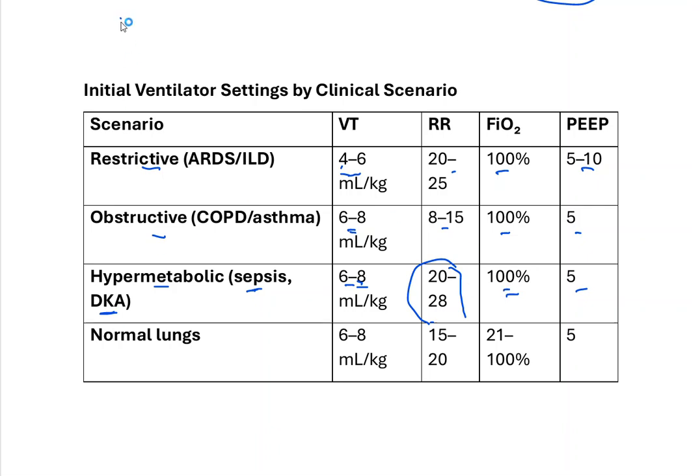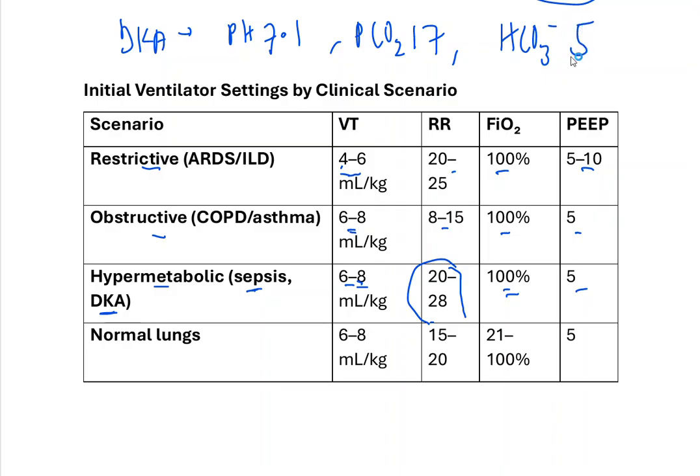So for instance, let's do a case. If you have a patient with DKA, and let's say the pH in that patient is 7.1, and let's say the CO2 is 17, and the bicarb is 5, right? So you can see this patient is already trying to compensate for the what? For the severe metabolic acidosis. So let's say you decide to put this patient on a mechanical ventilator because you have to sedate them, you have to paralyze them for the intubation. Guess what is going to happen to the CO2?